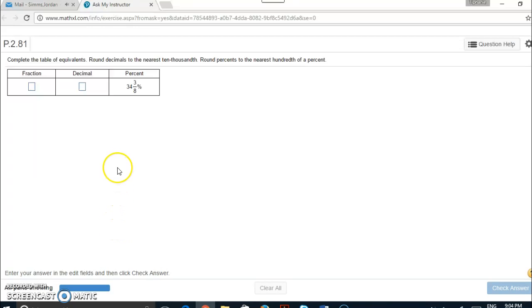All right, Johnny, let's check this one out, buddy. We have to do this table of equivalents. We have to round decimals to the nearest 10,000th. All right, so that's 4 decimal places. And we're going to round percents to the nearest hundredth of a percent.